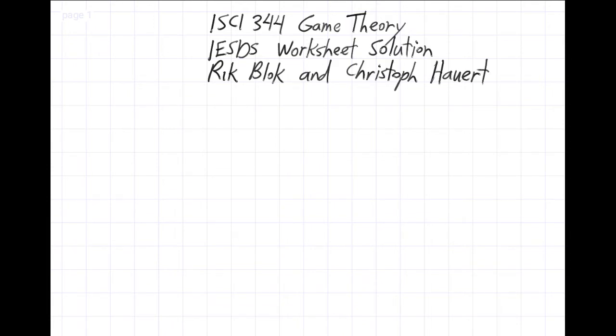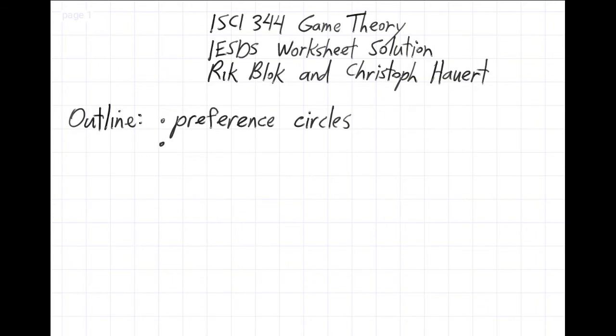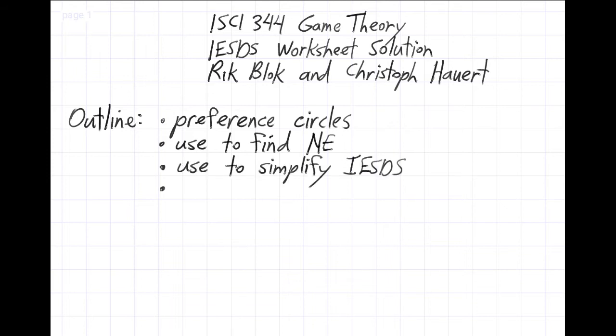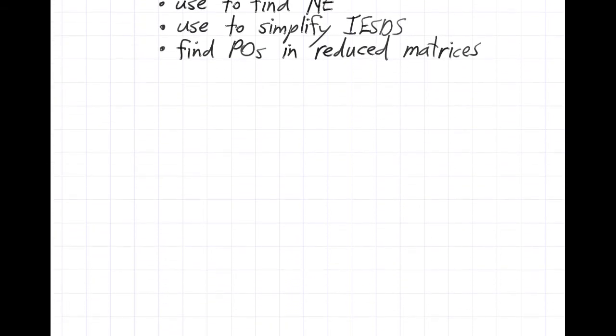So first, let me give you some background information, what we plan to do and how we want to tackle this worksheet. We're going to talk first about preference circles, then we'll use them to find the Nash equilibrium, I should say Nash equilibria. We'll also discuss how we can use them to simplify the process of the IESDS. And since it's a part of the worksheet, we will also look for the POs, the Pareto optima, in the reduced matrices. Okay, let's start by looking at the preference circle.